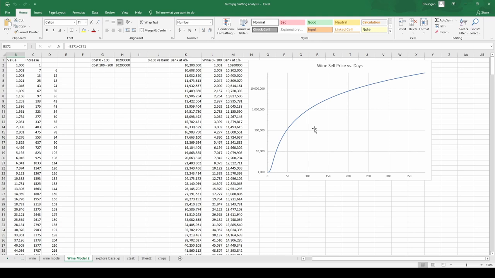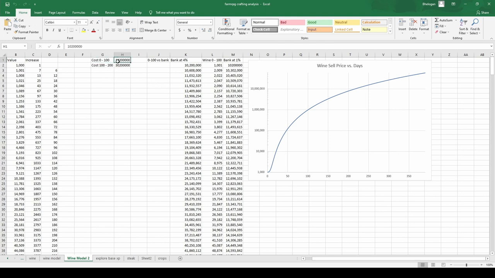So the question comes up, what is a better investment? Sticking your money in the bank or using it to invest in growing a whole bunch of wine? So I've done a comparison of that over here in my spreadsheet. I've got two values of the bank. One of those is your interest rate at 4%, so that has the two premium perks unlocked. I also have the base value of 1% if you don't have those unlocked.